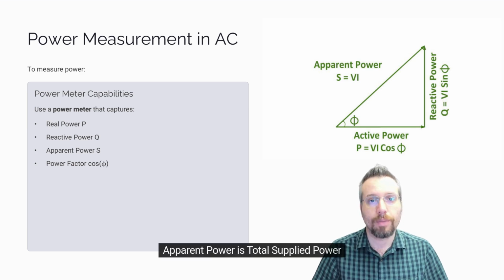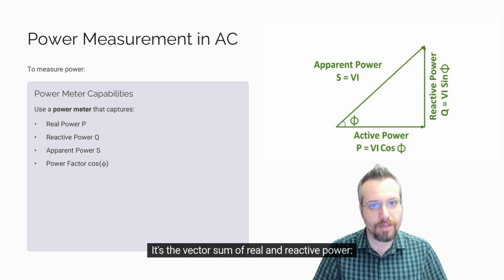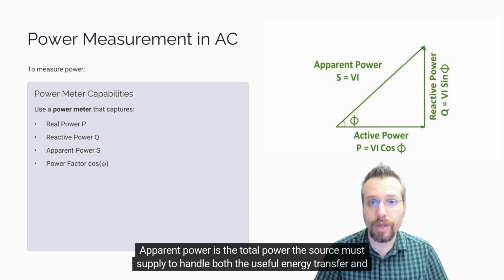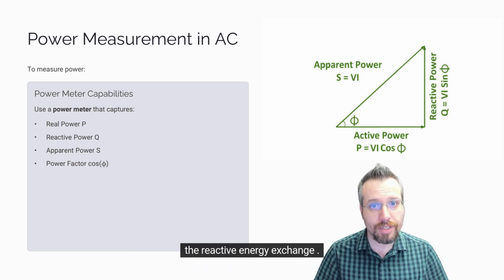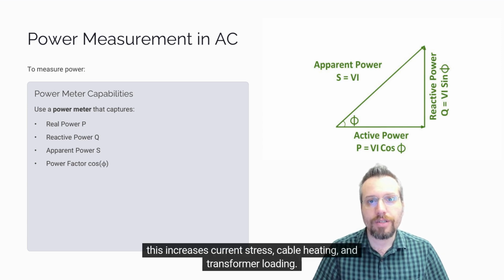Apparent power is total supplied power. It is shown by S, and it's equal to RMS value of voltage times RMS value of current. It's the vector sum of real and reactive power. So S squared is equal to P squared plus Q squared, and it's measured in volt-amperes. Apparent power is the total power the source must supply to handle both the useful energy transfer and the reactive energy exchange. Even though Q doesn't perform real work, the source must still provide current for it. This increases current stress, cable heating, and transformer loading.